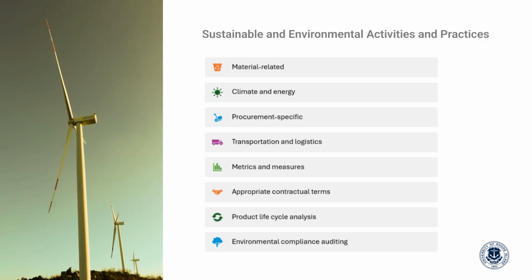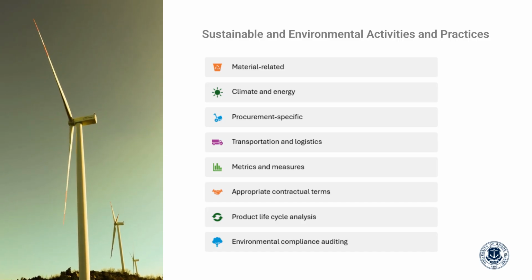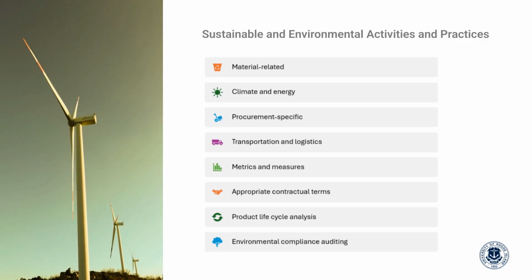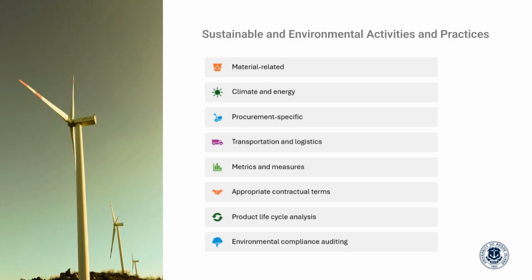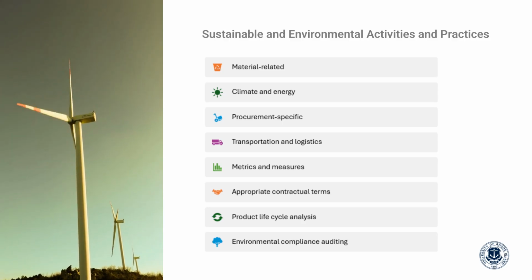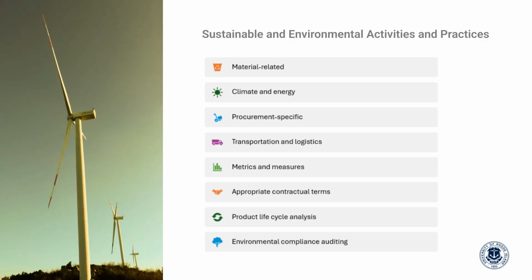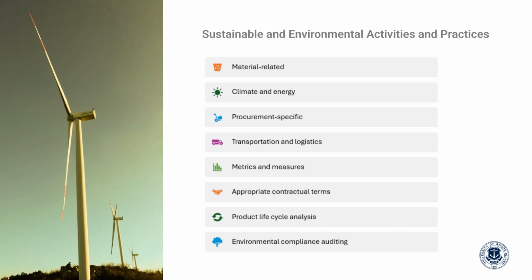Organizations also rely on metrics and measurement systems to monitor performance, using environmental indicators and reporting systems to track improvement over time. Contracts play a role as well. Buyers can include appropriate environmental terms requiring suppliers to meet sustainability expectations and regulatory requirements. Product lifecycle analysis evaluates environmental impact from raw materials through production, use, and disposal, helping firms design more sustainable products. Finally, environmental compliance auditing ensures suppliers follow environmental laws and company standards. Together, these activities extend sustainability beyond the firm and throughout the entire supply chain.